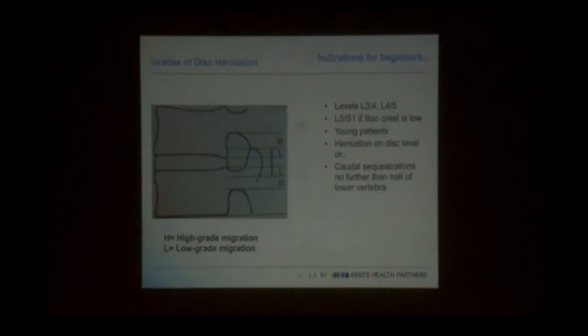And you need to do a good 80 to 100. It's a steep learning curve. You need to do a good 80 to 100 cases before you become proficient and start giving good results. Otherwise, you get a lot of recurrences, patients are in pain, and you get demotivated.